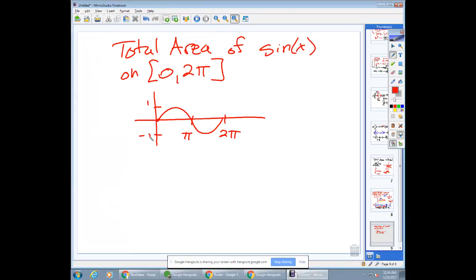And so here I desire to know what these two areas are in absolute value. If I just integrate straight from 0 to 2 pi, what's going to happen? I get 0. Yeah, that's boring. So let's see, there's a couple of different options here. One option would be to say, all right, the first part from 0 to pi, that's wicked easy.